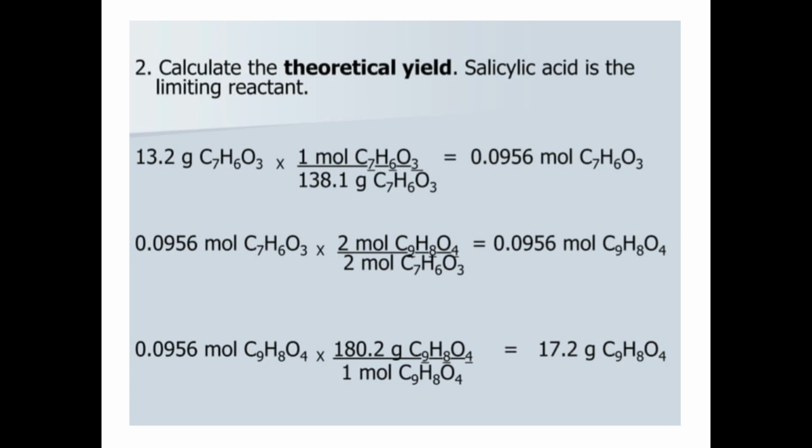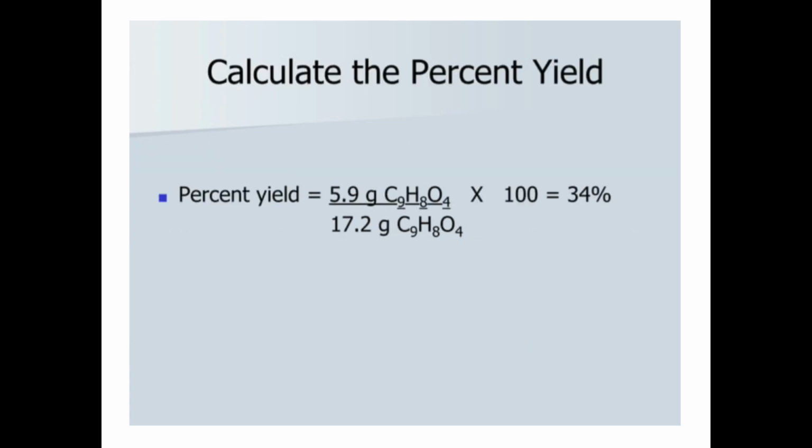This is the theoretical yield of aspirin, and then we have been given the actual yield. So we now find the percentage yield. Percentage yield therefore will now be equal to actual yield, which is 5.9, over theoretical yield, which is 17.2, times 100. So the percent yield of aspirin is 34%. It's 34%.